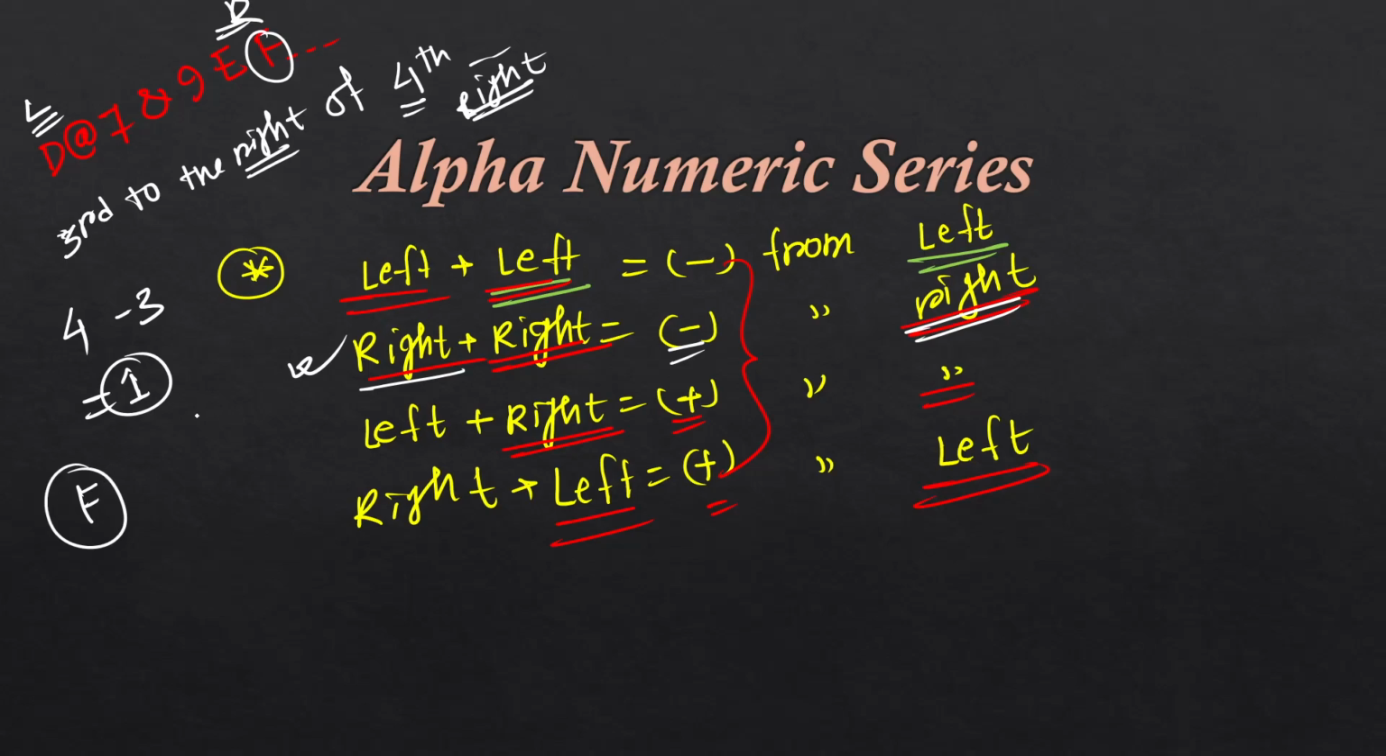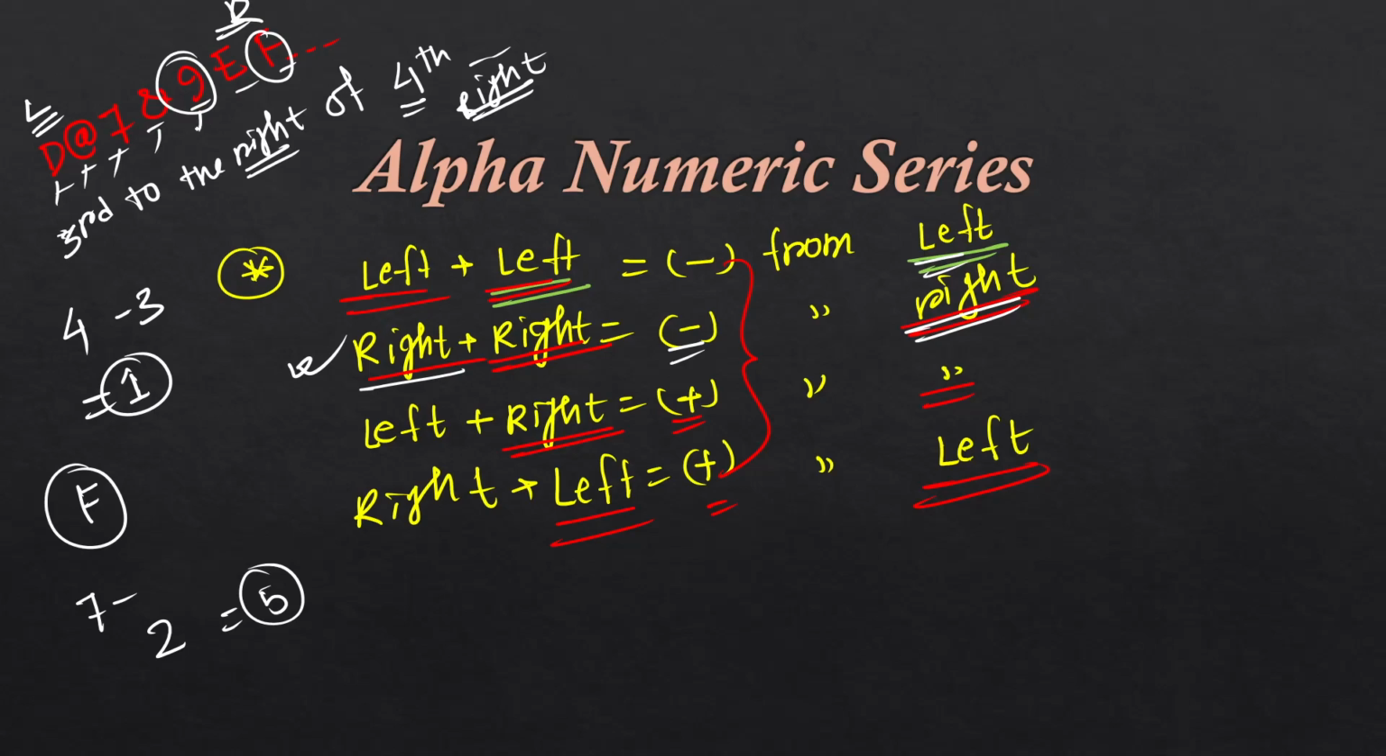Okay, if it says which character is second to the left of 7 from the left, 1 2 3 4 5 6 7. Okay, second to the left of 7 from the left. So we have to subtract, that means 5, and 5 from the left. So this is the answer. 1 2 3 4 5. So 9 will be the answer.